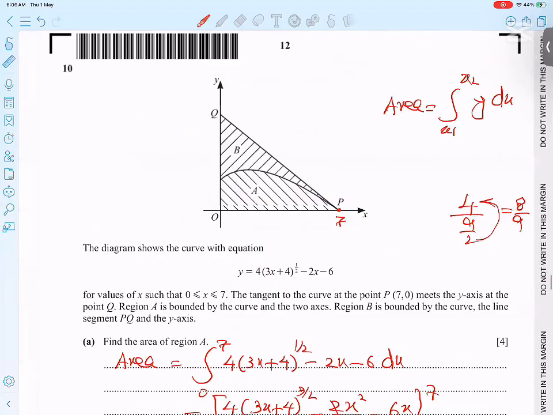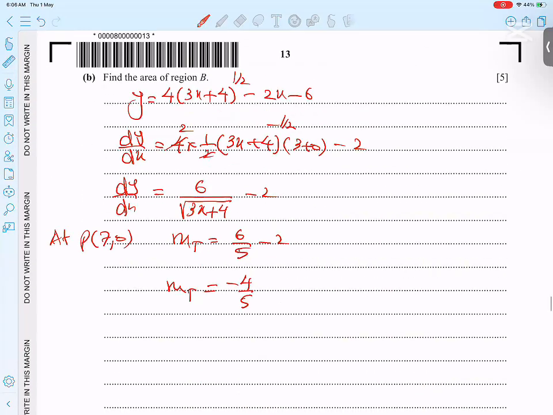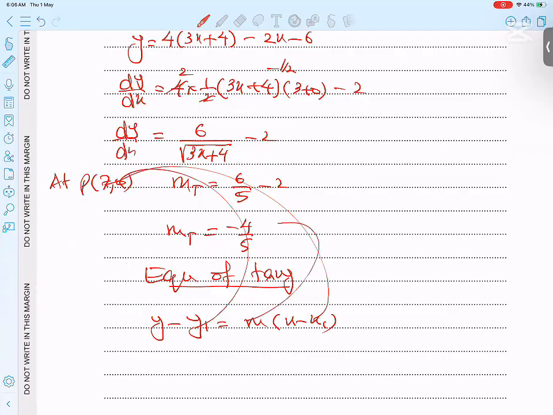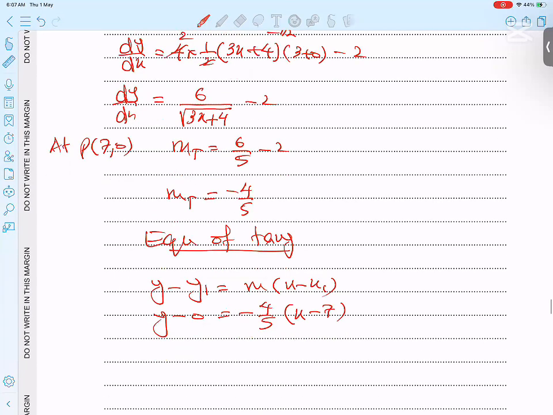Okay, now basically I got the gradient and I can find the equation of the tangent. So not a hard job. So let's find the equation of the tangent. How to find the tangent at P? The formula is y minus y1 equals m times (x minus x1). And y1 is 0, x1 is 7, and the gradient is this. So I think it's easy. So y minus 0 equals negative 4 upon 5 times (x minus 7). So finally I got y equals negative 4 upon 5 times x plus 28 over 5. This equation I got it.